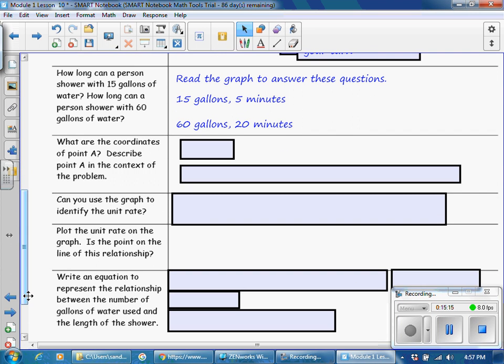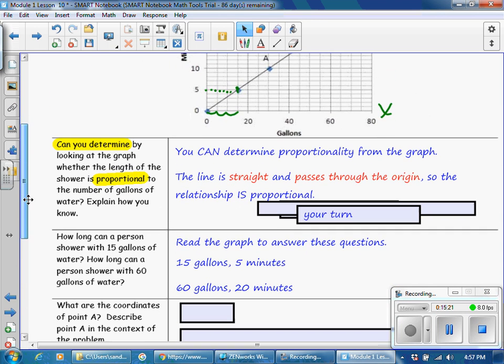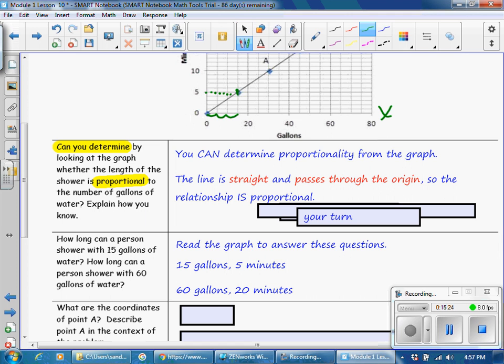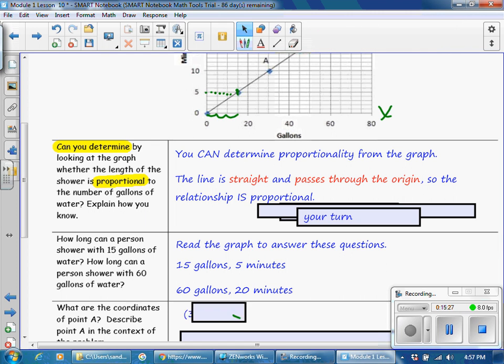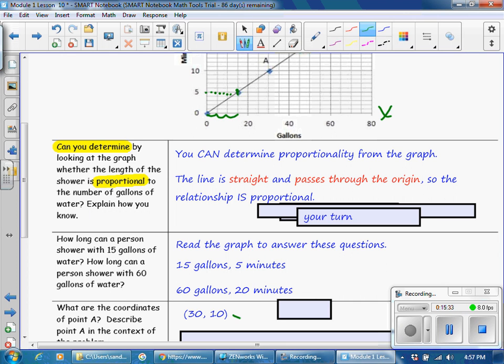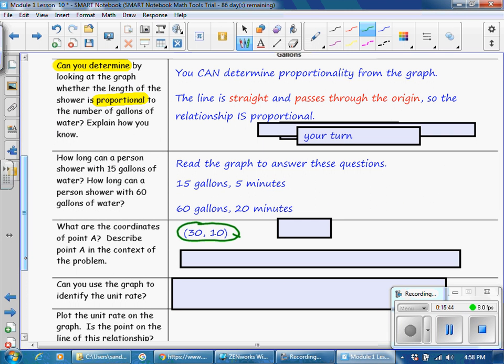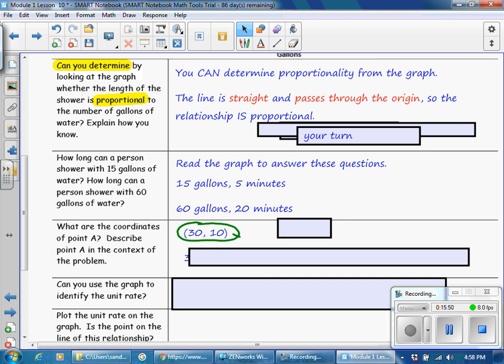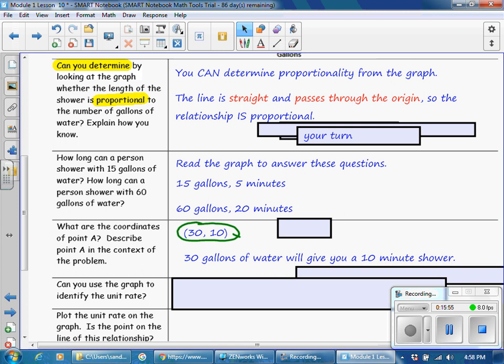What are the coordinates of point A, and describe point A in the context of this problem? So looking back at your graph, we have point A, and point A is (30, 10). All right, so point A. So here's 20, 25, 30, and then following it over to 10. So this is the point (30, 10). Describe point A in the context of this problem. So what does the 30 mean, and what does the 10 mean? The 30 means 30 gallons, and that will give you a 10-minute shower.